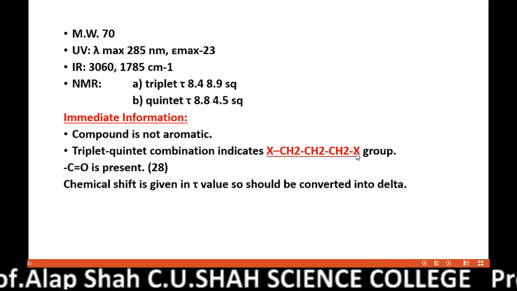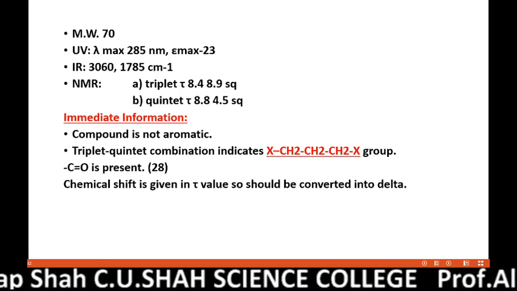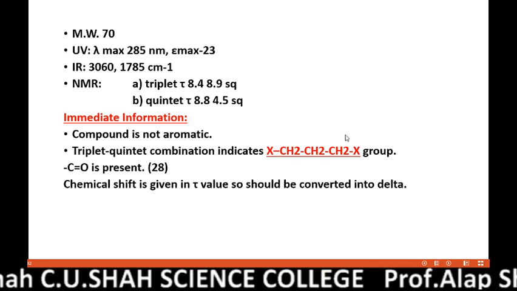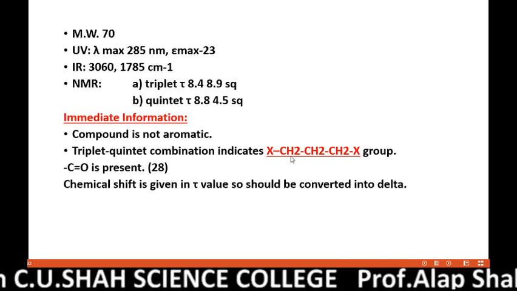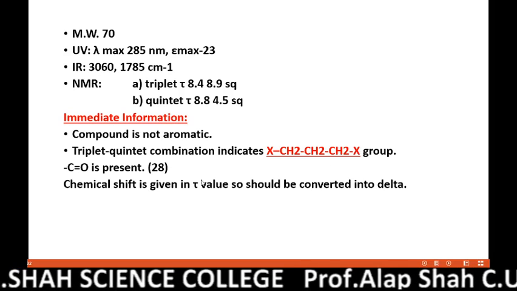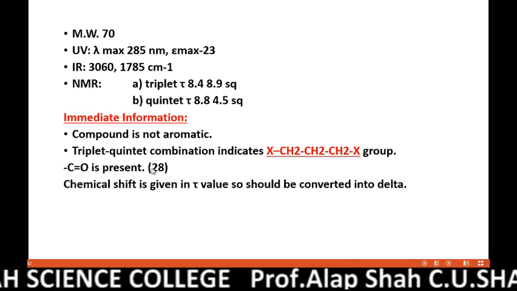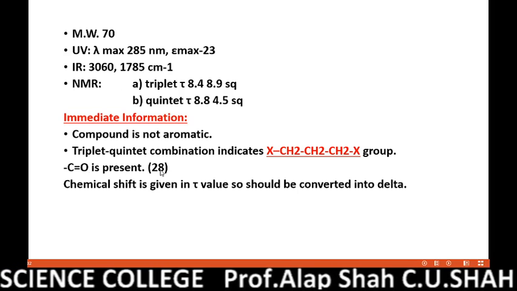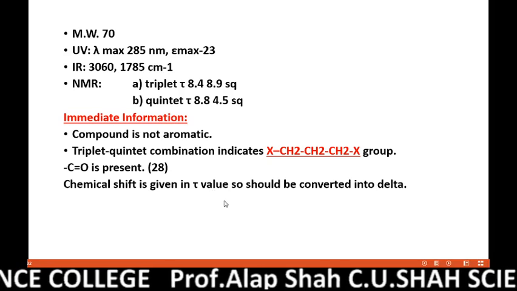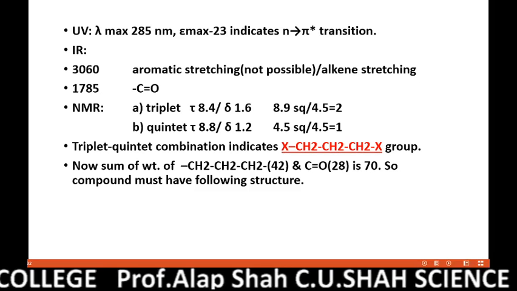Let me tell you friends, here my meaning is X is not halogen, but X means with both terminal carbons the same group is attached, and that's why in NMR they are the same. That's the meaning. Okay, from IR, 1785 carbonyl group is present, so its weight is 28, and this we already discussed. Values are given in tau, so we have to turn it into delta. Now let us solve the problem.